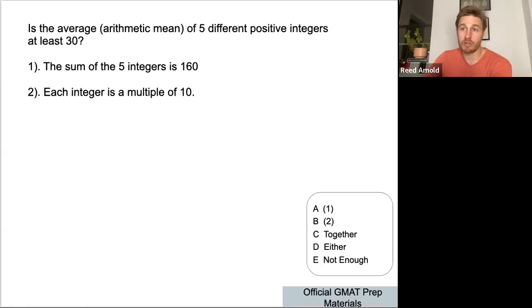Let's try another question about sets here. Take 2 minutes.